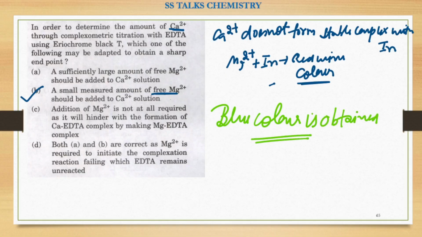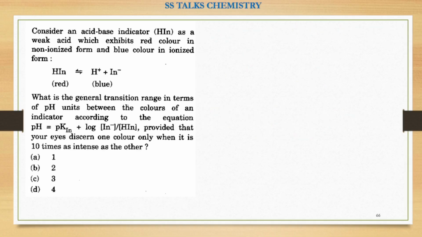So in order to obtain a sharp endpoint for the calcium determination, a small amount of magnesium is added, and that is depicted by these colors. Okay, so B is the correct answer. Next we have this question. It says consider an acid-base indicator as a weak acid which shows dissociation like this. It exhibits red color in the non-ionized form and blue color in the ionized form.